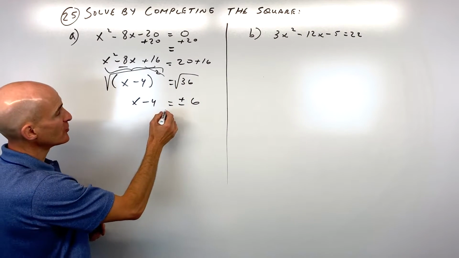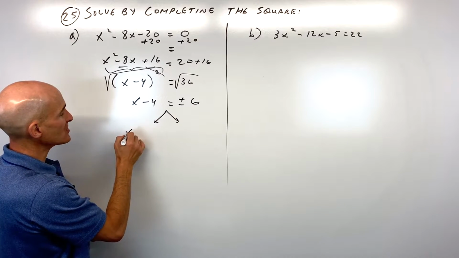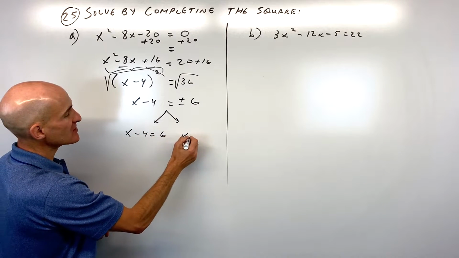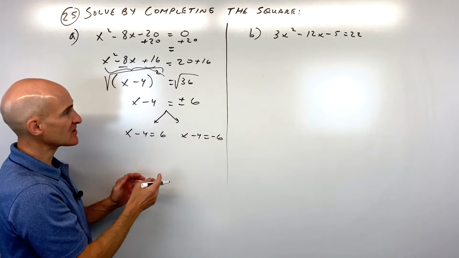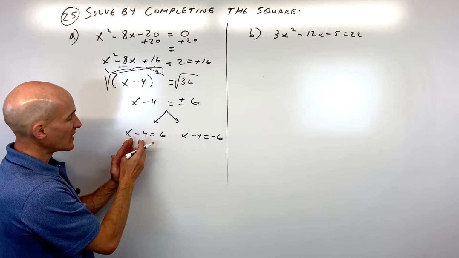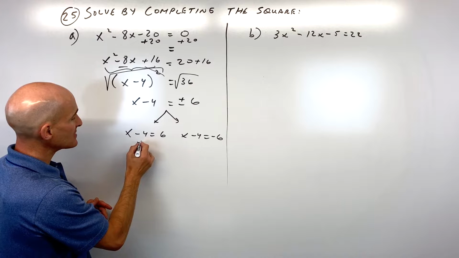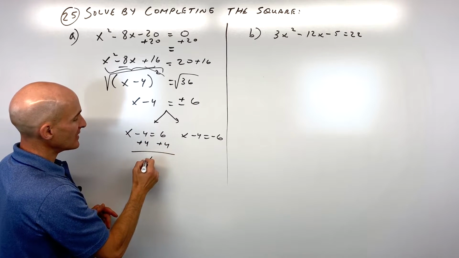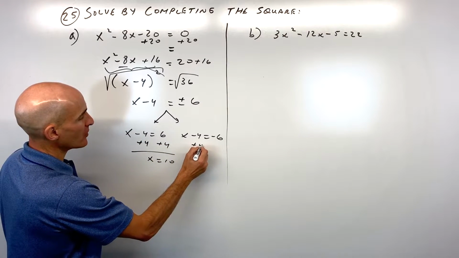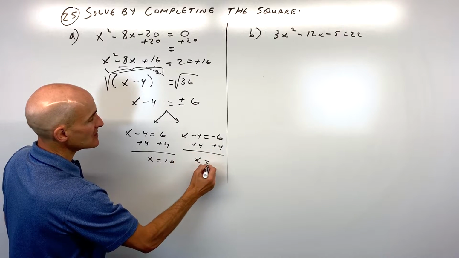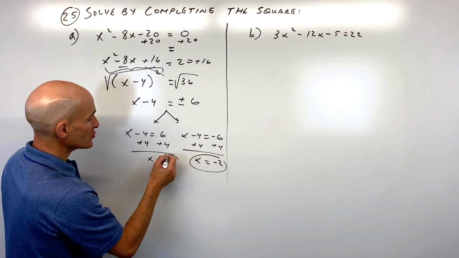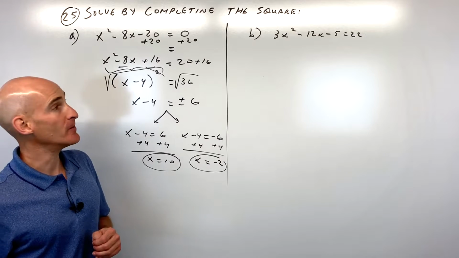Now, a lot of students will just break this up into two equations: x minus 4 equals +6, and x minus 4 equals -6. That's an easy way to do it, just to make sure you don't make any mistakes. If you add 4 to both sides, you get x equals 10. If you add 4 here to both sides, you get x equals -2. So those are your two answers, 10 or -2.